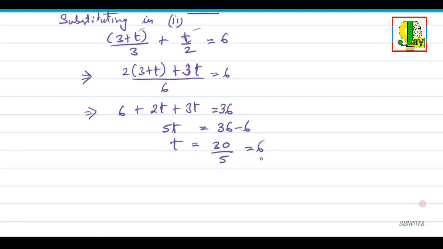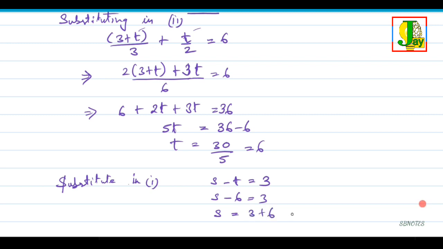Now that we have the value of one of the variables, t, we can substitute that in any of the given equations to find the other variable. I say the first equation is easier. So s minus t equals 3. Now we put 6 here, so s equals 3 plus 6, that's 9. So the value of t is 6 and the value of s is 9.